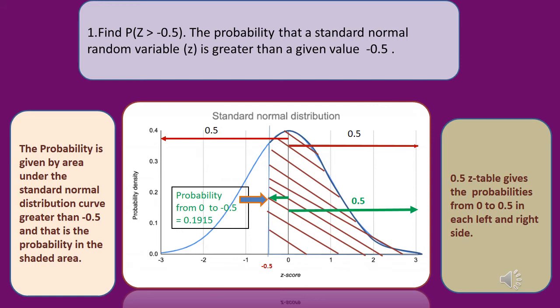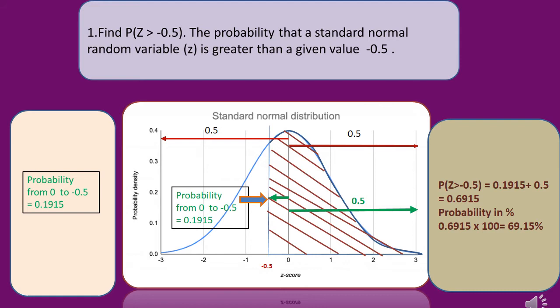Now you can understand here what I told you. It is marked here. Then 0 to 0.5 value from the Z table, we can get it as 0.1915. That is the probability from 0 to minus 0.5. Then the other half is 0.5.